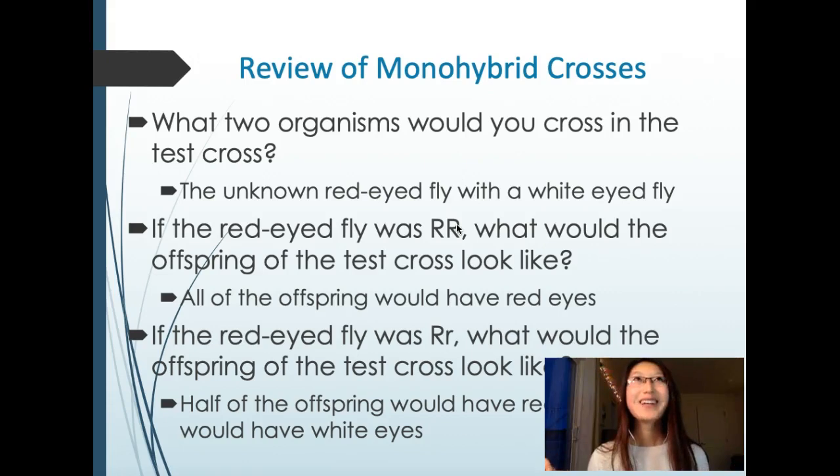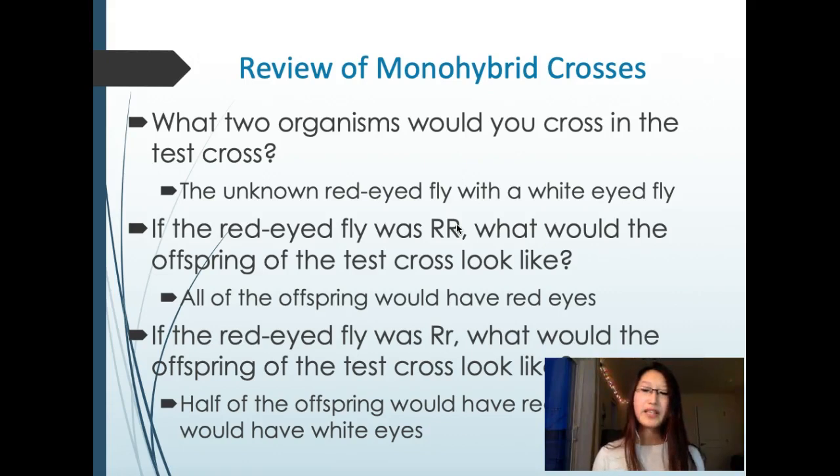Okay, so you're crossing an unknown red eye with a known white eye, because when you have white eye, you always know it's little r, little r. When you cross those two flies, you look at all the babies, and if all of them have red eyes, that means the unknown parent with red eye has to have the genotype big R, big R, or you can also call that homozygous dominant.